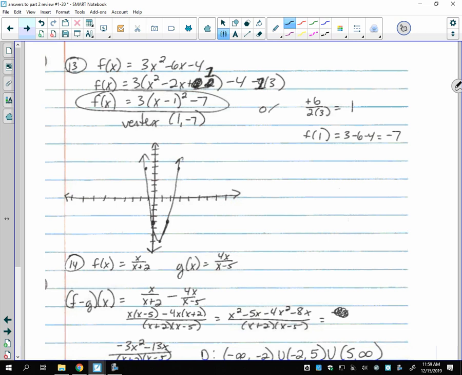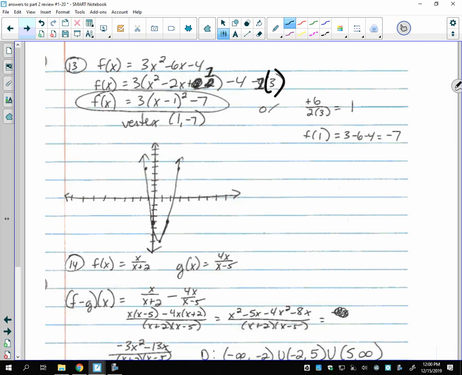Number 13 had you put it in vertex form and graph it. So I did this both ways. I did completing the square to put it in vertex form, so that's where I did pen here, but it's kind of a mess. But I factored the 3 out first, and then I completed the square. Half of negative 2 is negative 1 squared, which is 1. So if I add 1 on the inside, I subtract 1 on the outside, but I had to multiply that by 3. So I'm really taking minus 3 on the outside. So that's how I got negative 7, negative 4 minus 3, and then I did the completing the square.